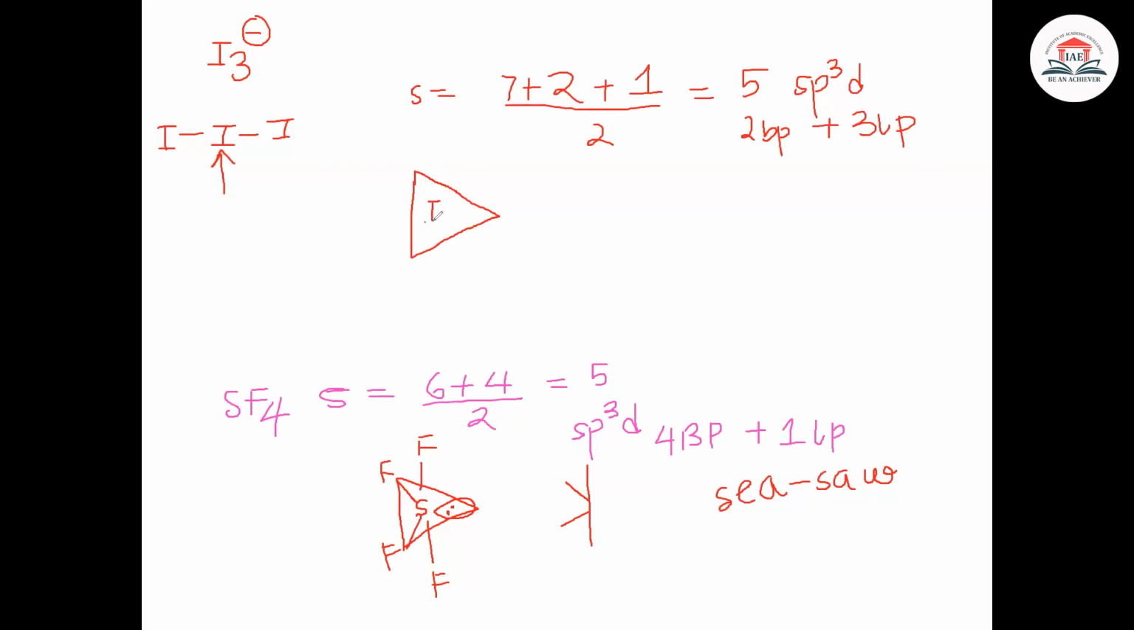Now, as I've told you, in TBP geometry, always place the lone pair in the equatorial part. So one lone pair here, another in this part, another one on this part. Okay, and now one iodine on the top axial position and another one in the bottom axial position. So what is its shape? Like this. What is the shape? Linear. Linear, right?